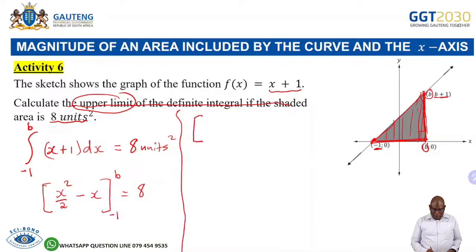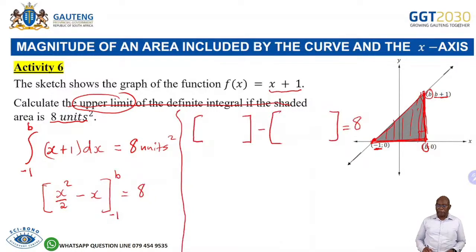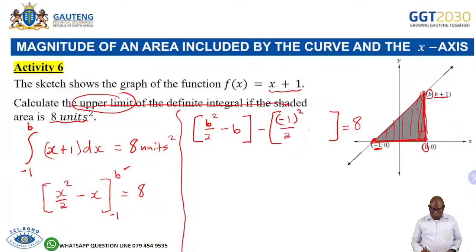But I need this minus this, and it equals 8. So I'm going to have the upper one as b squared over 2 minus b. I've substituted the first one by b, done. Then substitute by -1, so I'm going to get -1 squared over 2 minus into -1. That is equal to 8.